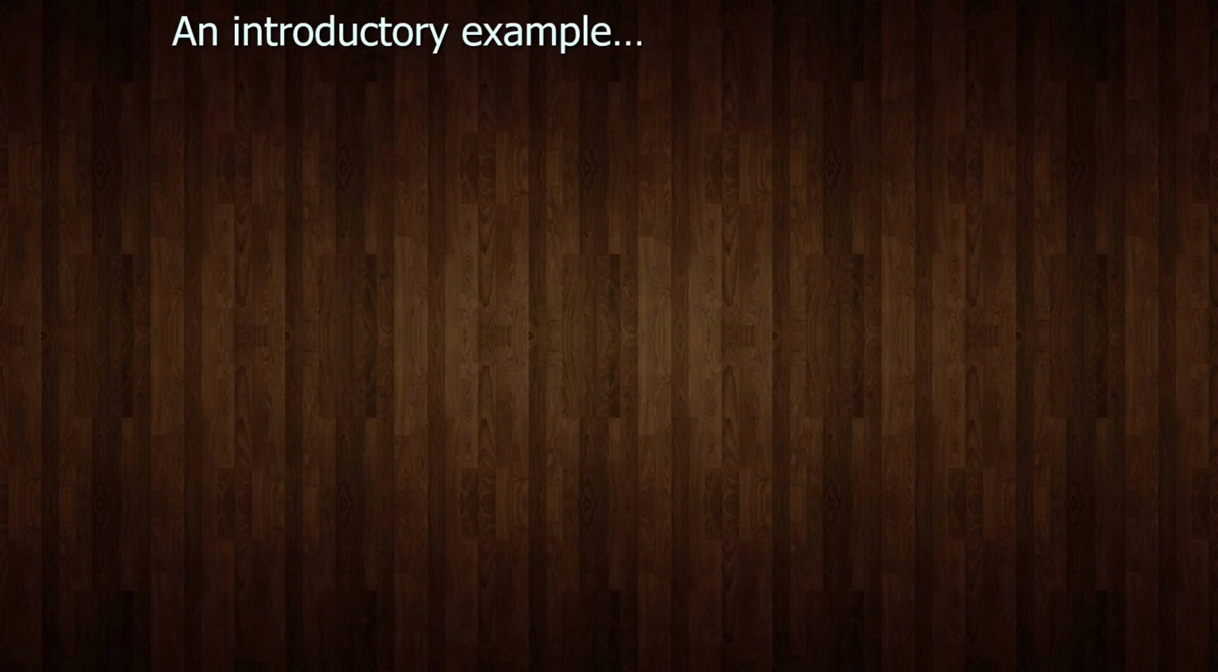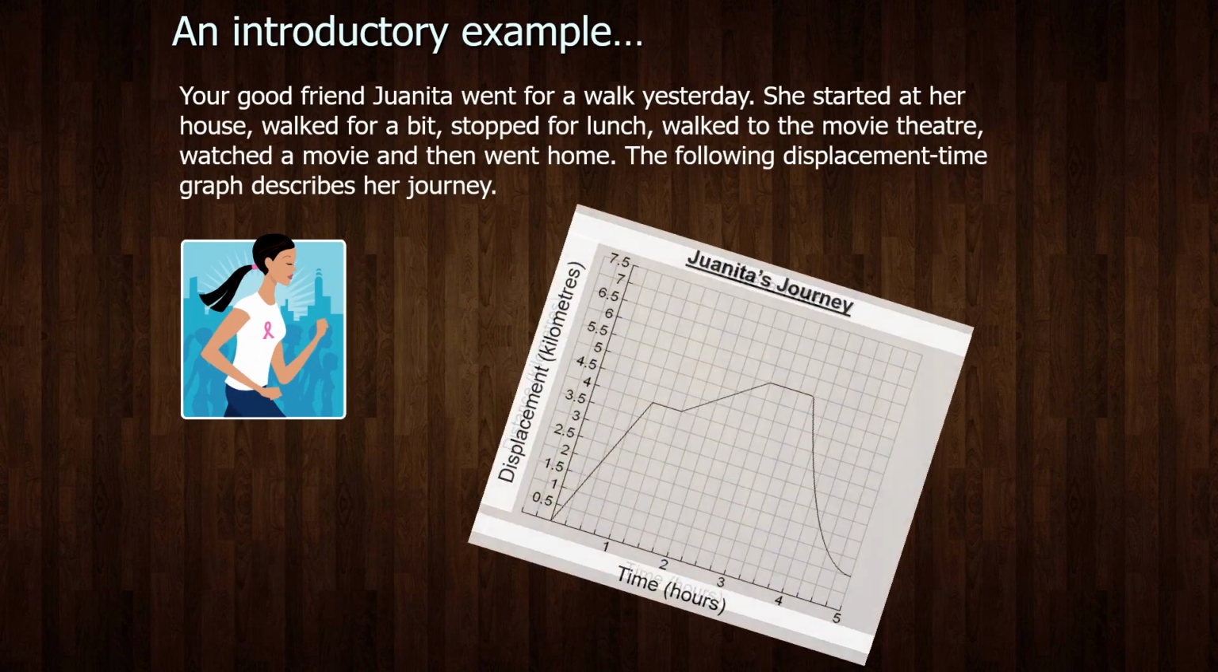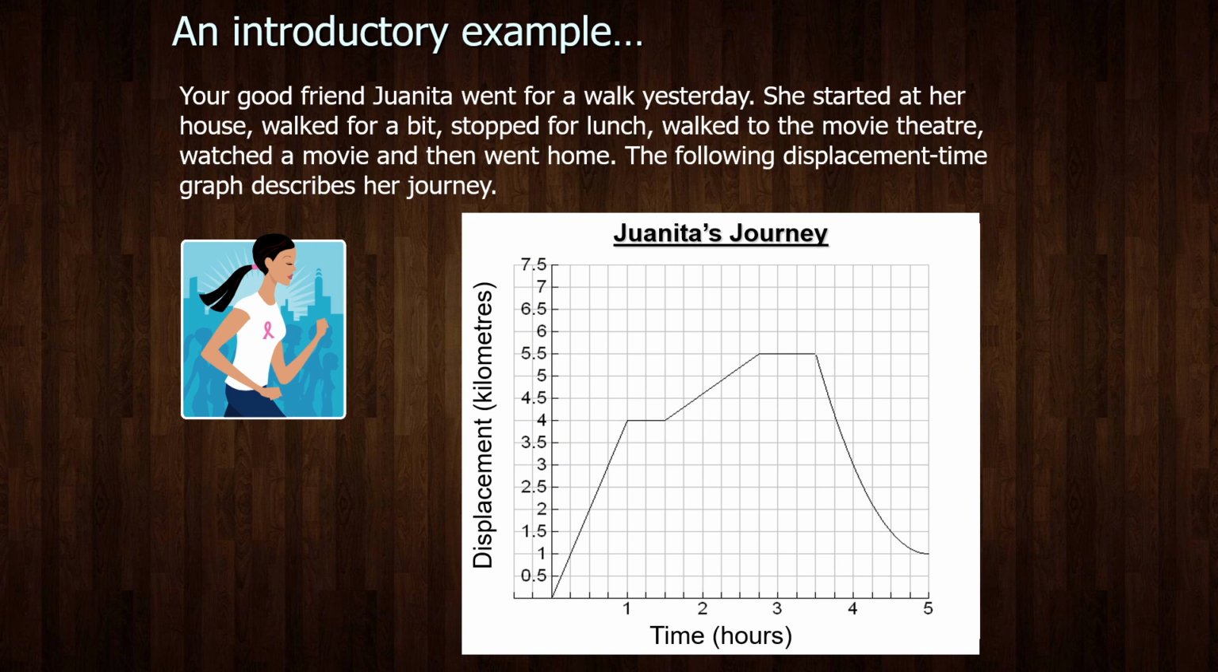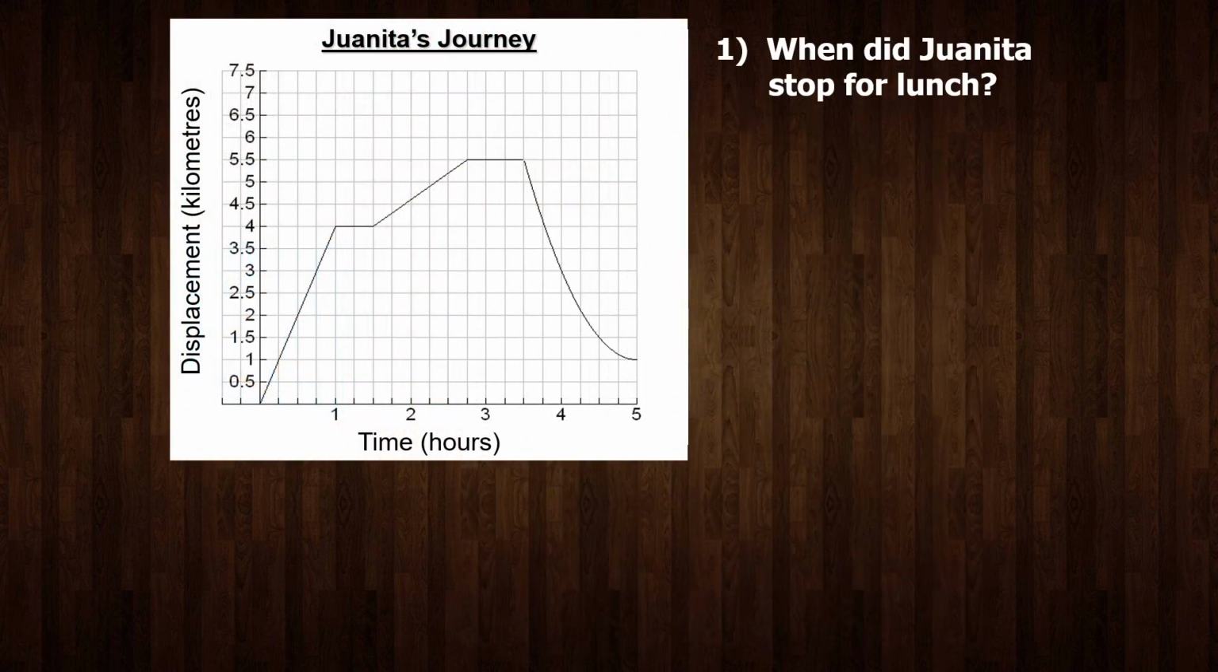So let's do a little example here. Your good friend Juanita, and perhaps you didn't know you had a good friend Juanita, but you do, went for a walk yesterday. She started at her house, walked for a bit, stopped for lunch, walked to the movie theater, watched a movie, and then went home. And we have a displacement time graph here that describes her journey. So let's ask ourselves some questions about this journey.